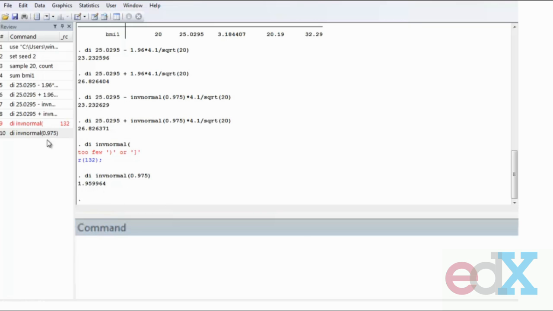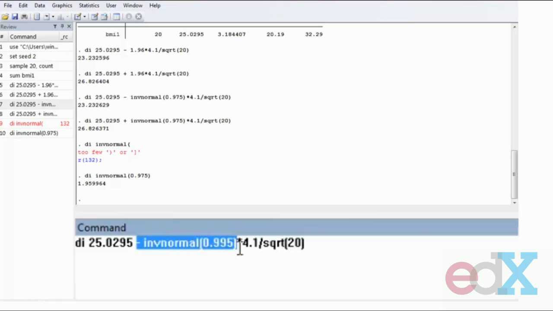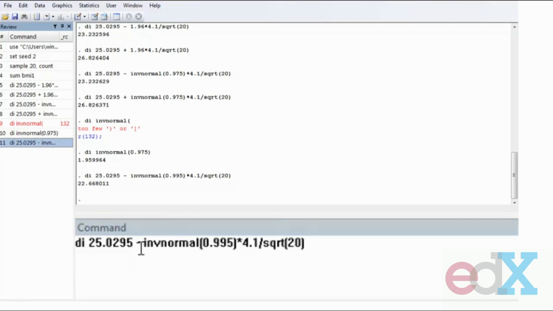but it's not exact. So instead, if I wanted to get a 99% confidence interval, I would replace 0.975 with 0.995 to give me the value of the normal distribution such that 99.5% of the mass of that distribution is less than that value, and I can obtain a 99% confidence interval now.